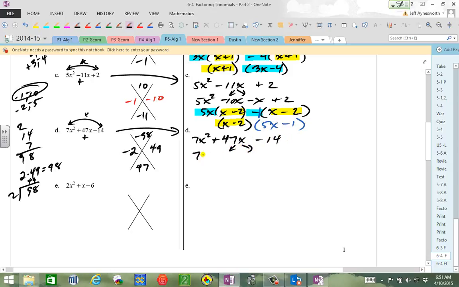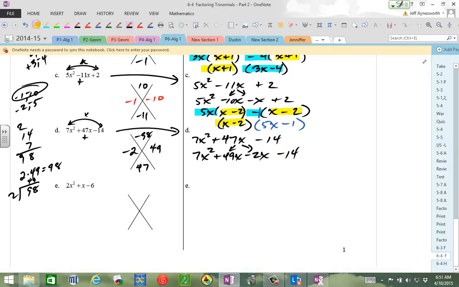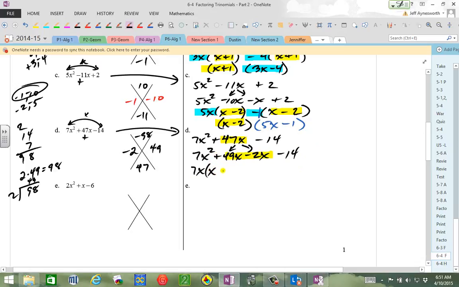So 7x squared plus 49x minus 2x. 49x minus 2x is 47x, minus 14. So notice how I split the middle term here and here. See, those are equal, right? 49 minus 2 is 47. Factoring out the GCF, I see a 7x in common. So 7x times x is 7x squared. 7x times 7 is 49x there. I see a negative 2 in common here, so I've got to factor that out.